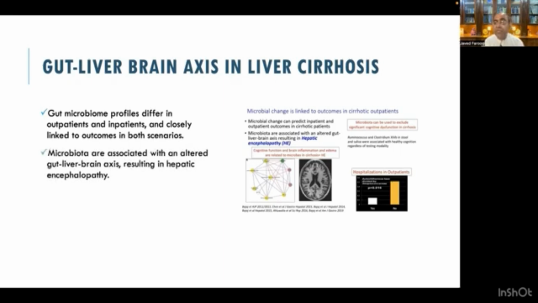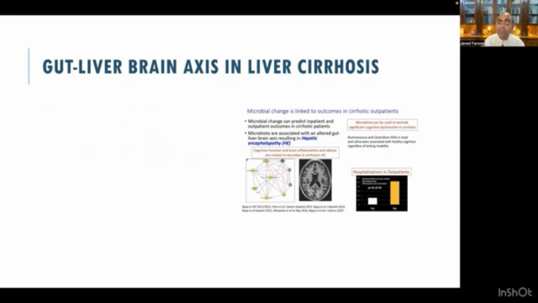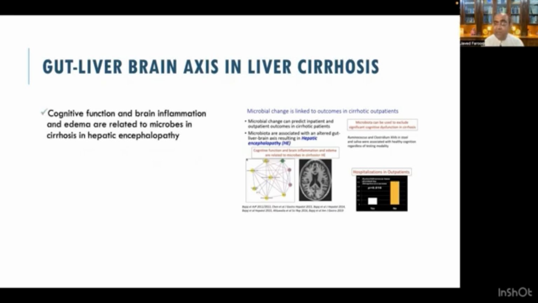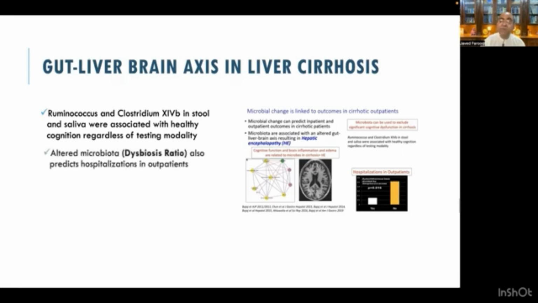Microbiota are associated with an altered gut-liver-brain axis, resulting in hepatic encephalopathy. Cognitive function, and brain inflammation and edema are related to microbes in cirrhosis and in hepatic encephalopathy. Microbiota can be used to exclude significant cognitive dysfunction in cirrhosis. So this is another role that we can use. Ruminococcus and Clostridium in stool and saliva were associated with healthy cognition regardless of the testing modality. So these are new tools which can help us in the better management of cirrhotic patients.